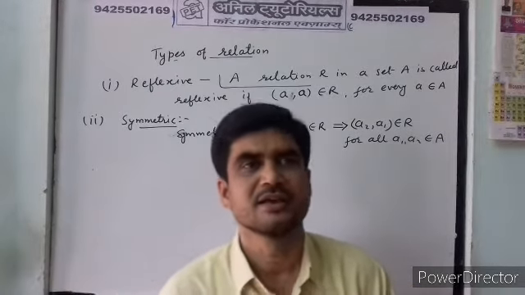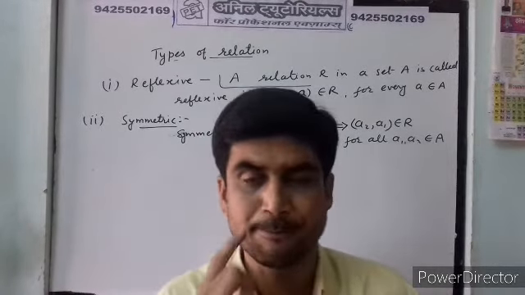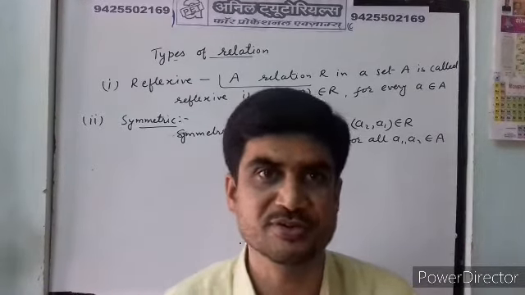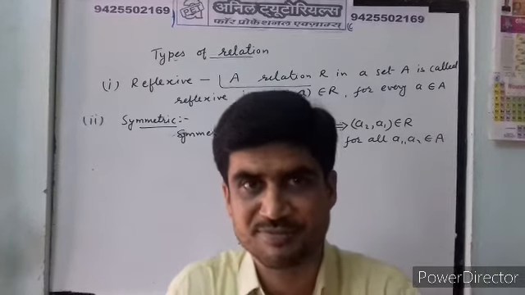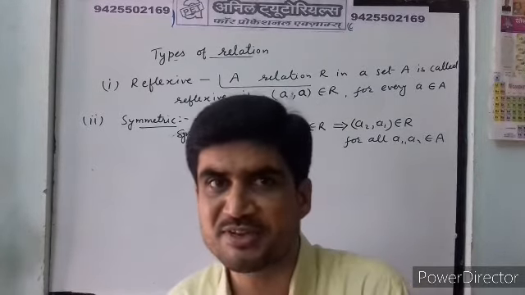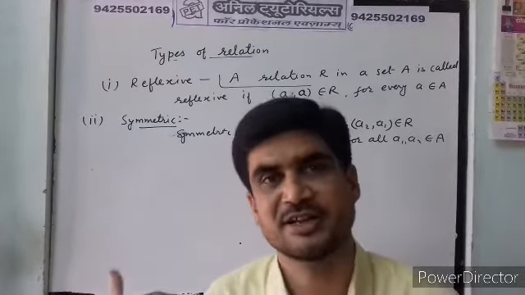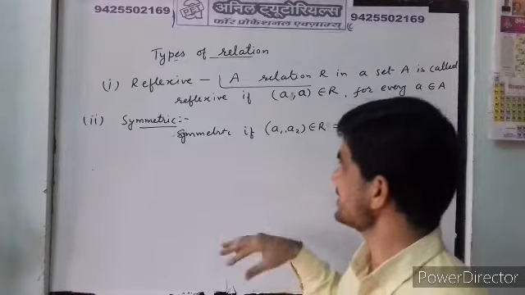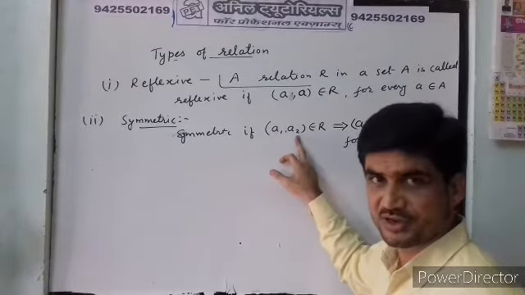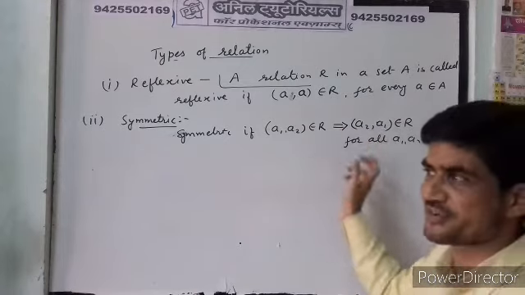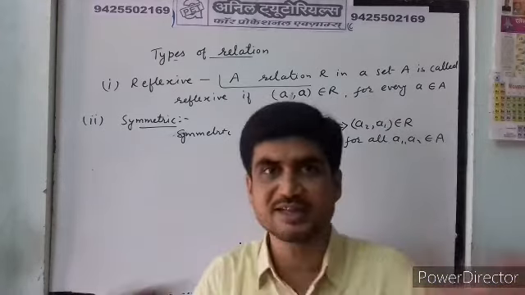Just as in the Ramayana, Ram, Bharat, Lakshman, Shatrughan. These are the brothers. So Ram is the brother of Lakshman. Ultimately, Lakshman will also be the brother of Ram. If this type of relation takes place, then it is called symmetric. Is it clear? So in a symmetric relation, A1 is related to A2, that implies A2 is also related to A1. If this type of relation is there, then that particular relation is called symmetric. Now the third and last one is the transitive.